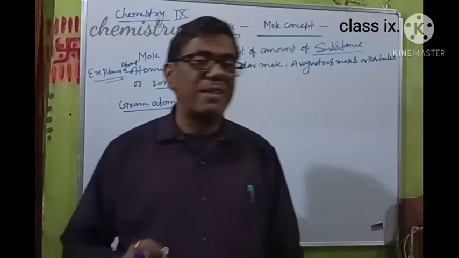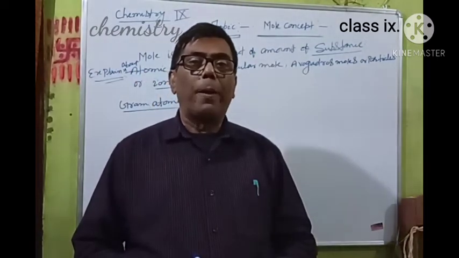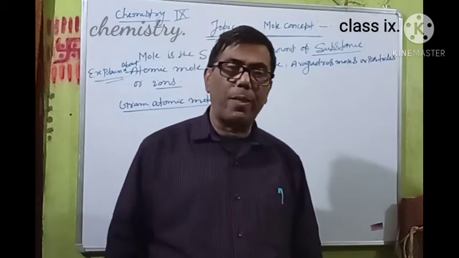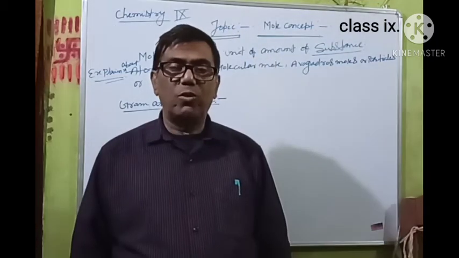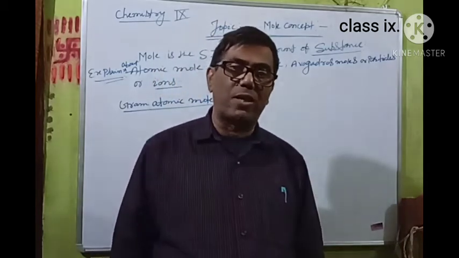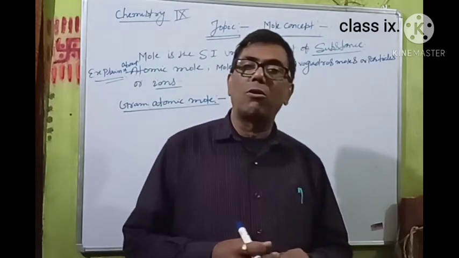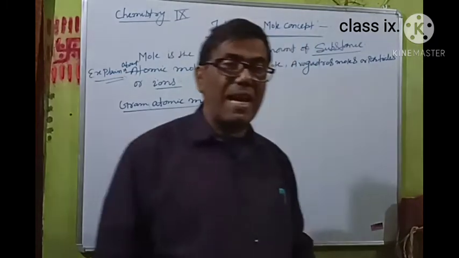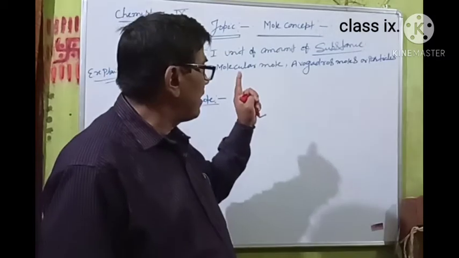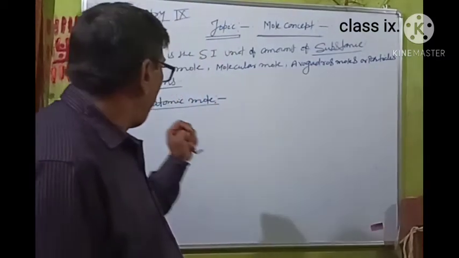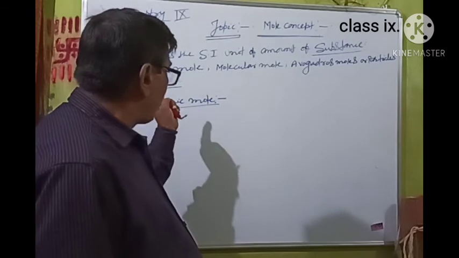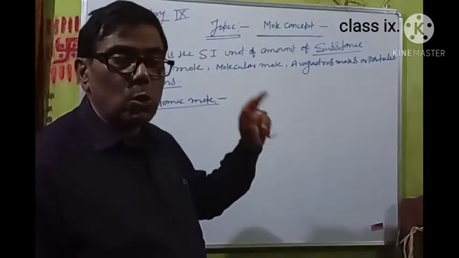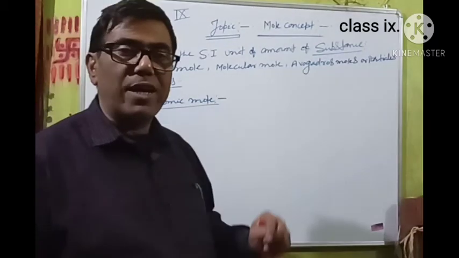We understand it in higher classes. There are seven fundamental physical quantities: length, mass, time, temperature, current, luminous intensity, and amount of substance. So amount of substance is also a fundamental physical quantity, whose SI unit is mole. So we discuss the mole as gram atomic mole, gram molecular mole, and Avogadro's mole, particles or ions.